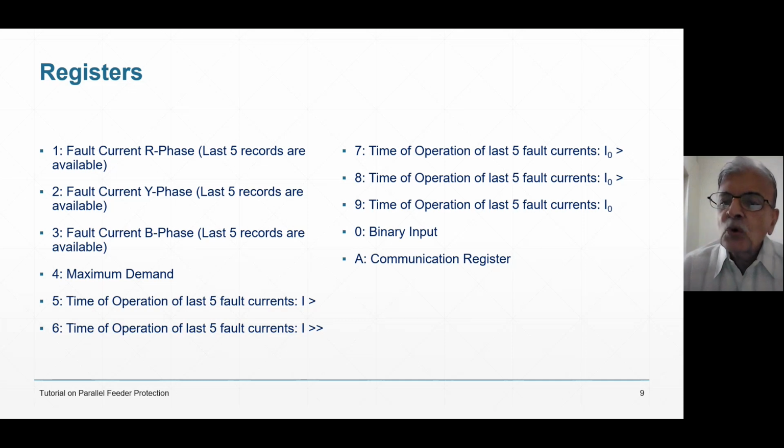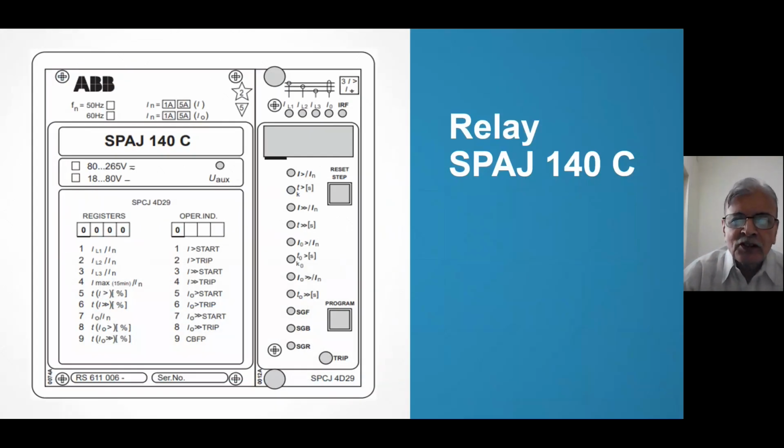8 is I0. 8 is time of operation of I0 greater than. 9 is time of operation of last 5 fault currents I0. Right? So 7 and 8 are time of operation. 9 is the fault current, that is earth fault current. Register number 0 is for binary input. And register number A is a communication register. So these are the facilities.